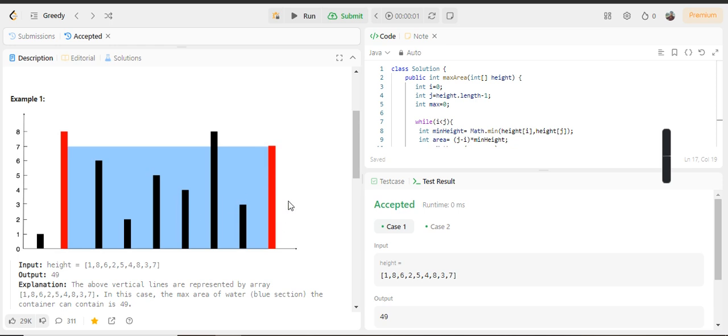We eliminate the smaller height, find out the area again, and compare with the max; whichever is more, we store it. Then again we eliminate the lesser height and move to the next one. In this way we keep finding the area, and at the end we get the max area that we can have in this problem, and we return that.